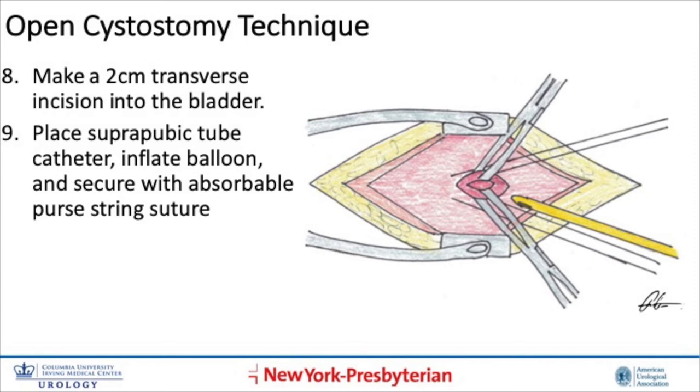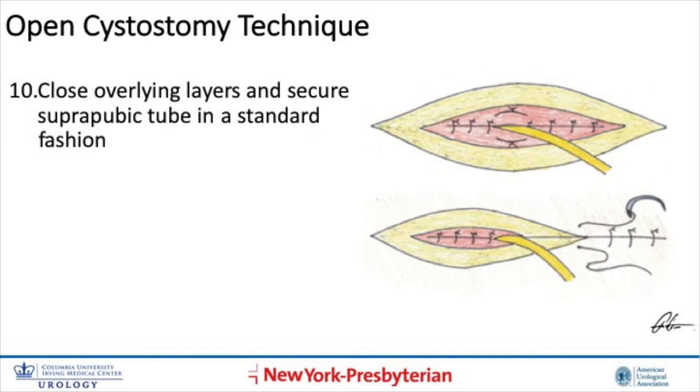Finally, make a 2cm transverse incision into the bladder and identify urine. Place the suprapubic tube catheter, inflate the balloon, and secure it with absorbable purse string suture. Close the overlying layers and secure the suprapubic tube in the standard fashion.